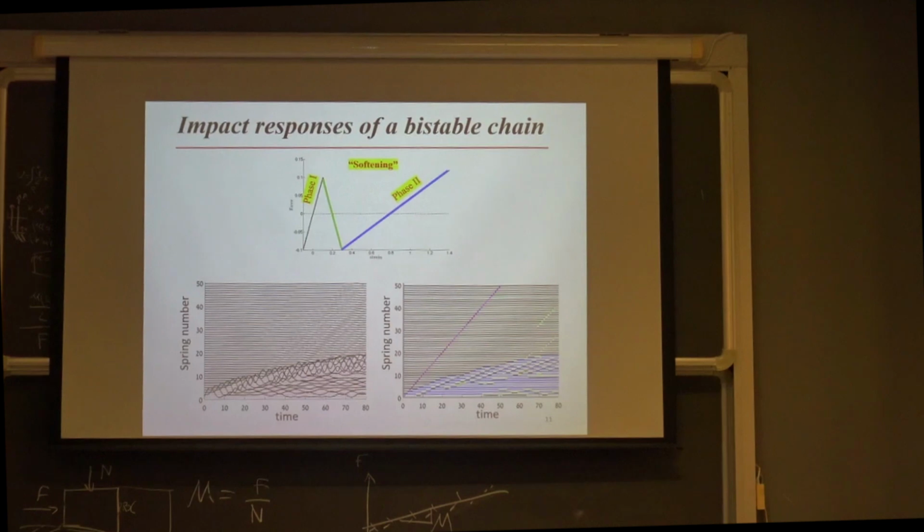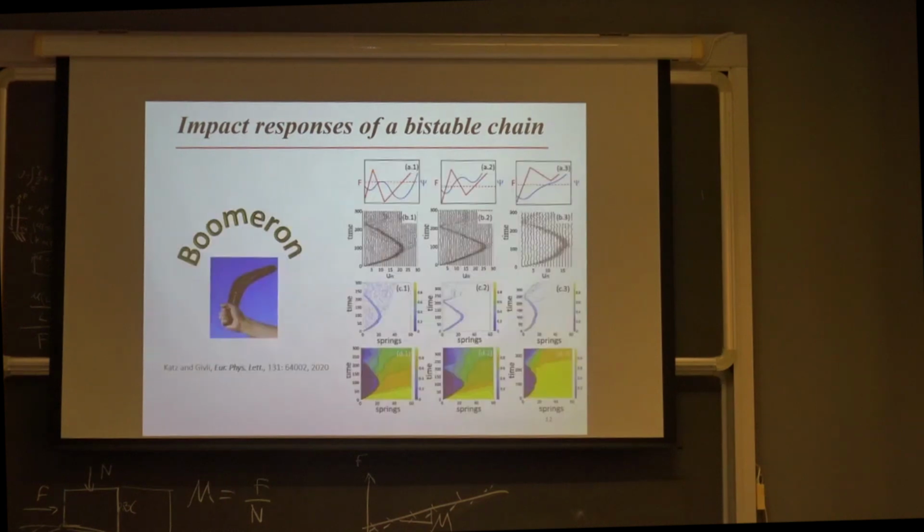Now I want to talk about a softening element, and as you can see, it has an entirely different behavior. The energy cannot penetrate more than a few masses of the lattice. So this is a great way to mitigate energy. Another interesting phenomenon in the softening element is the boomerang.